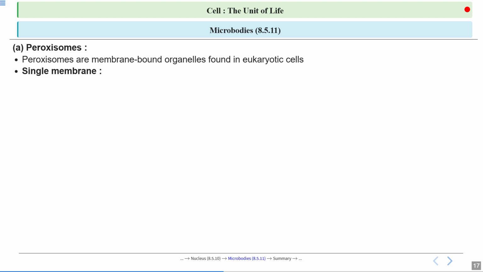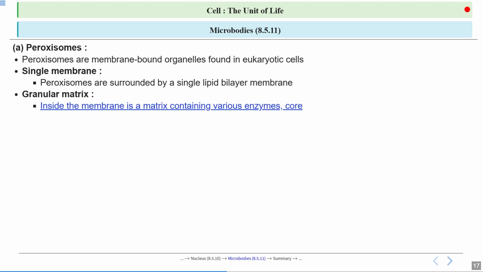They are single membrane. There is only one membrane around the peroxisomes. Like mitochondria have two membranes, here they have only a single membrane. So peroxisomes are surrounded by a single lipid bilayer. Like the plasma membrane has a phospholipid bilayer, these peroxisomes also have a single lipid bilayer.